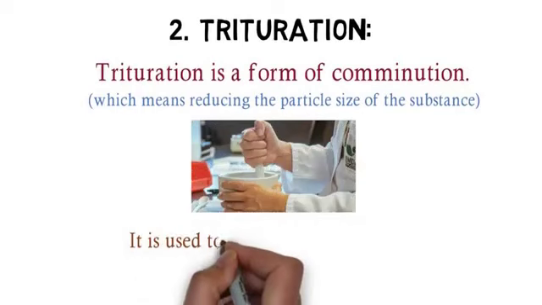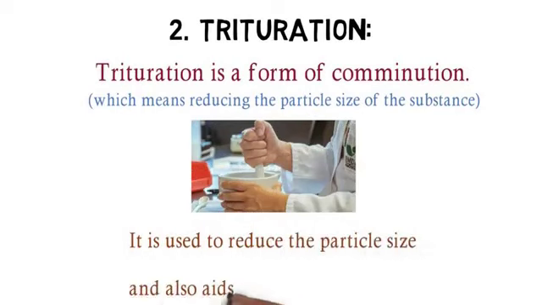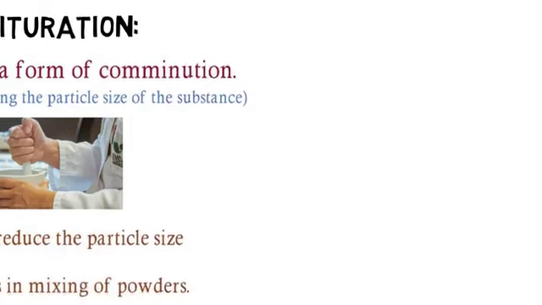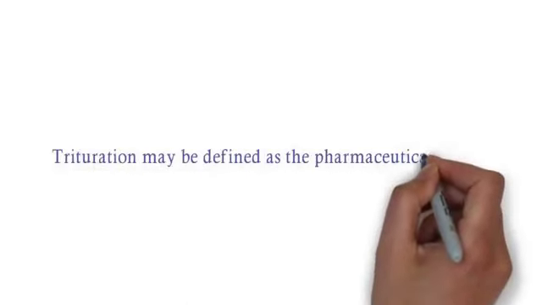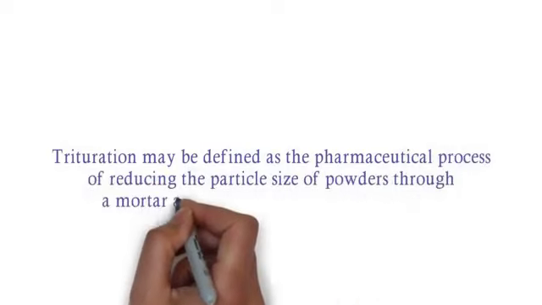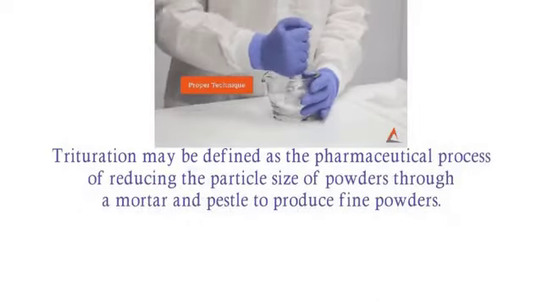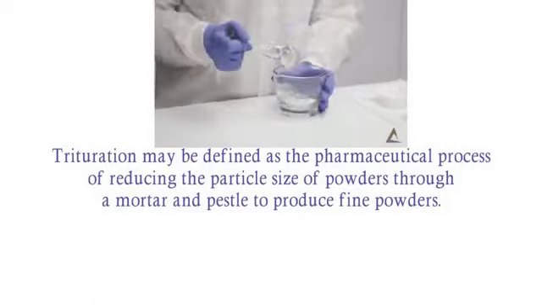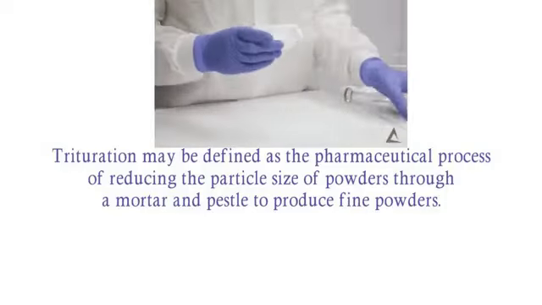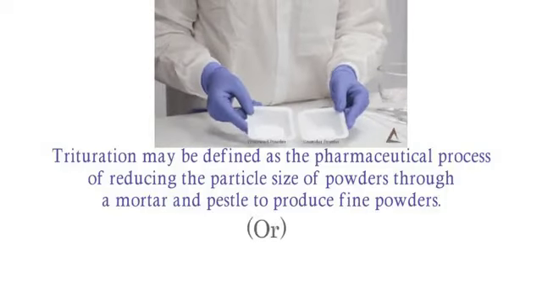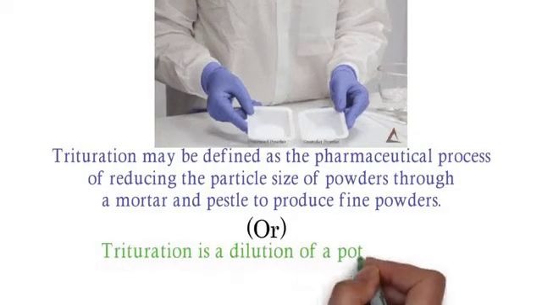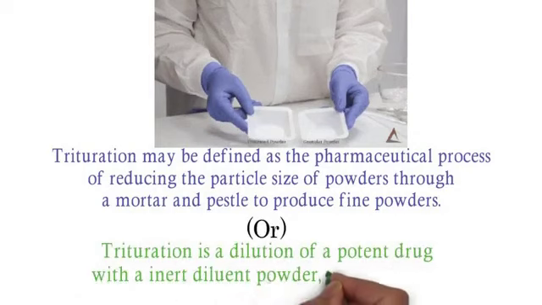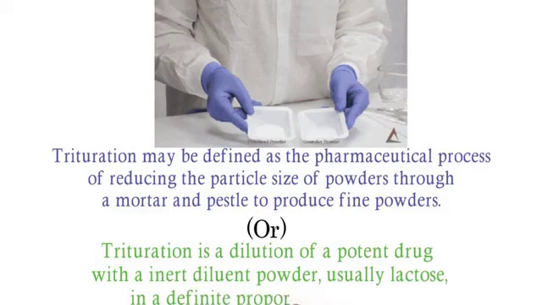2. Trituration. Trituration is a form of comminution, which means reducing the particle size of the substance. It is used to reduce the particle size and also aids in mixing of powders. Trituration may be defined as the pharmaceutical process of reducing the particle size of powders through a mortar and pestle to produce fine powders. Or, it can also be defined as follows. Trituration is a dilution of a potent drug with an inert diluent powder, usually lactose, in a definite proportion by weight. The diluent mostly used is starch.